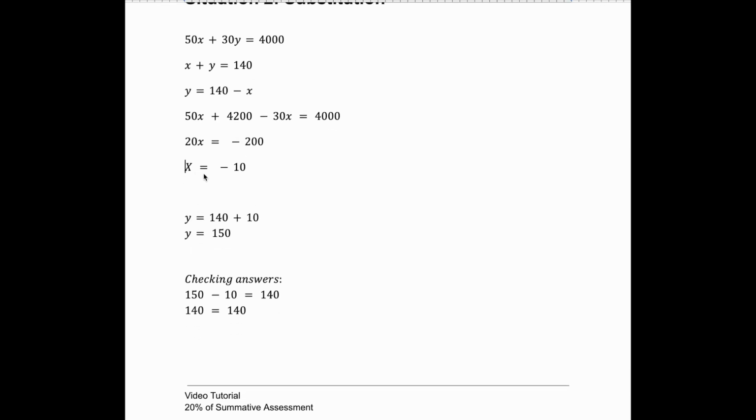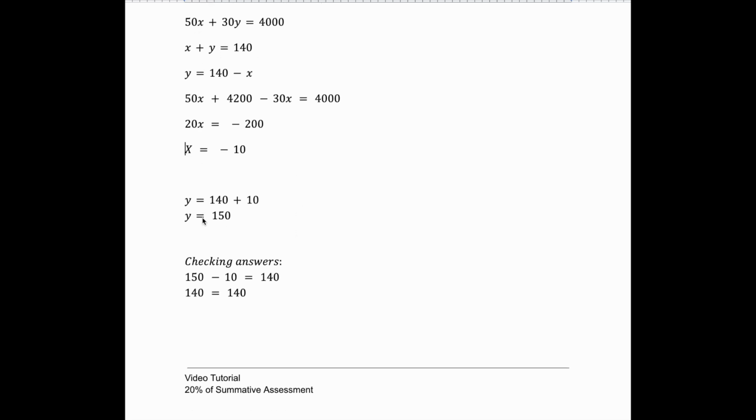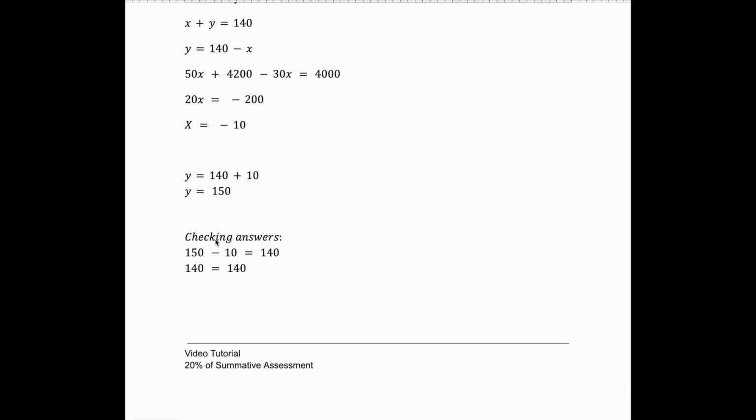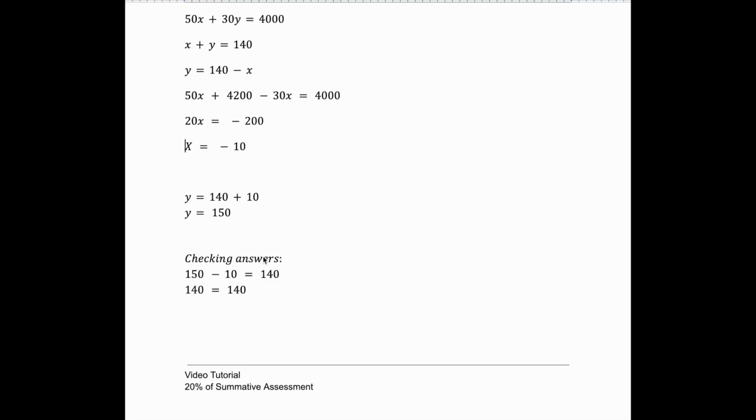And then once we substitute x into x plus y equals 140, we get y equals 140 plus 10, and therefore y is 150. Now, by checking our answers, substituting x and y into this equation, we get 150 minus 10 equals 140, and 140 equals 140, which means x and y are correct.